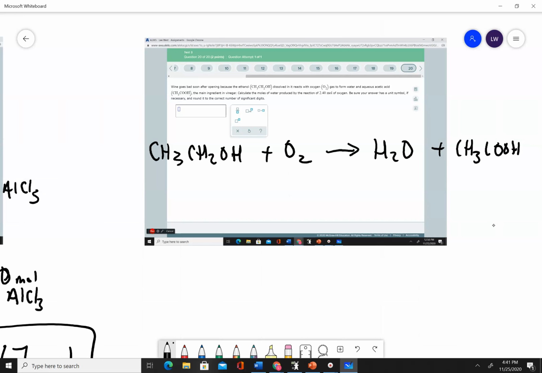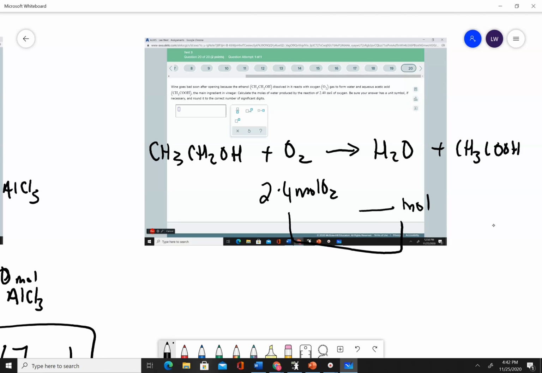Now, we've already done this reaction, so we don't have to go through balancing it again. We can just look back on our notes, and remember it's all 1 to 1 to 1 to 1. So that's really easy, and we can go on and do the math now. It says calculate the moles of water produced. So we want moles of water, that's what we're after, by the reaction of 2.4 moles of oxygen. So 2.4 mole of O2.